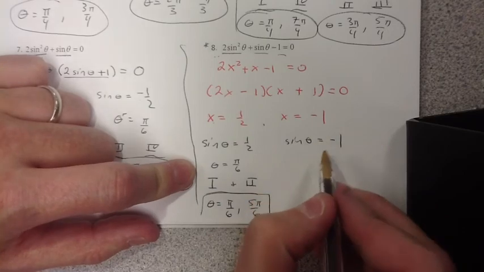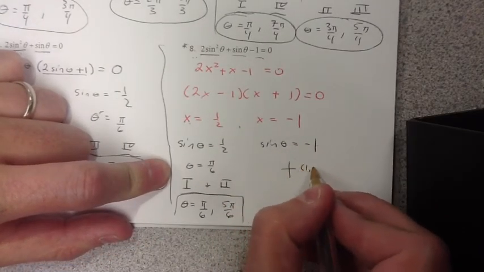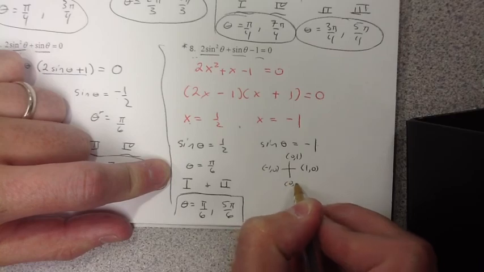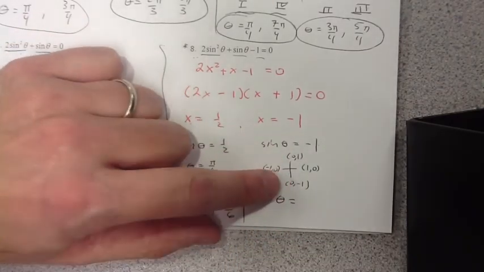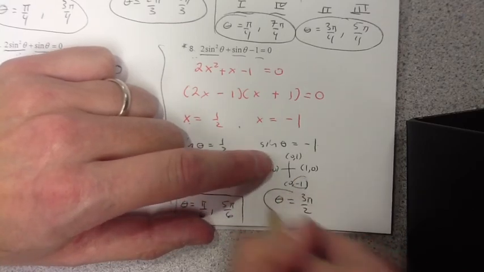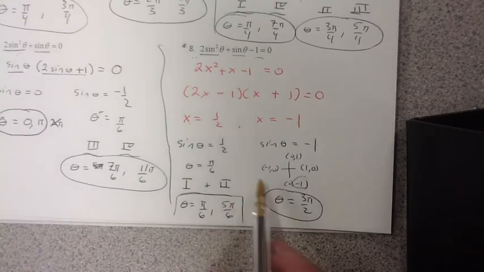And this one should be known. For -1, I just do this. Ready? 0, 1, 0, 0, 1, -1, 0, 0, -1. So where is sine equal to -1? Oh, we don't get 4 answers. We only get 1 answer, down here at 3 pi over 2. So not 4 like I thought, but 3 answers because of when we graphed it out.